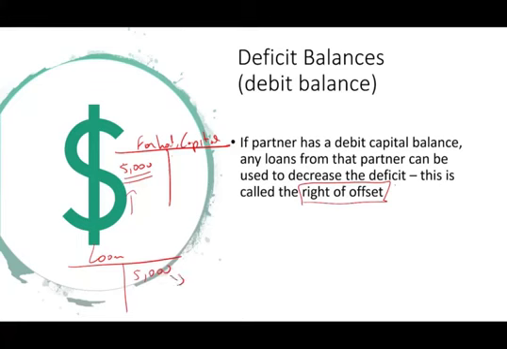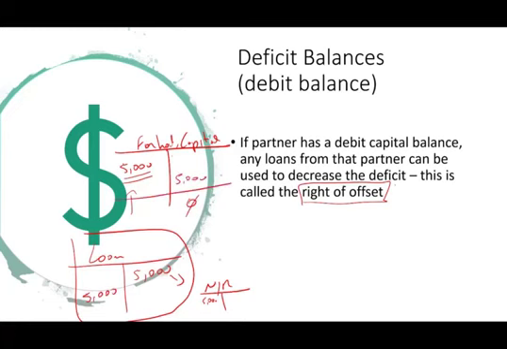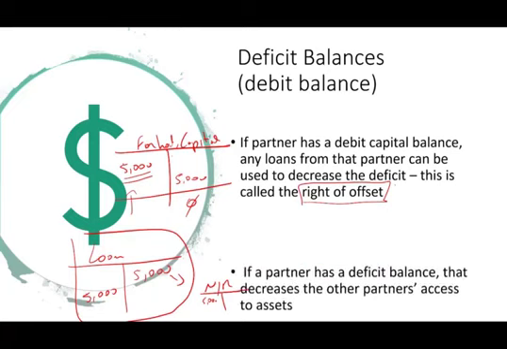So I have a receivable, a notes receivable from my end. But we're talking about the partnership account. The partnership will offset this loan. We will debit the loan and credit my account to bring my account up to zero. So if I lend money to the partnership and I have a deficit balance, I have the right to offset that loan against the capital.